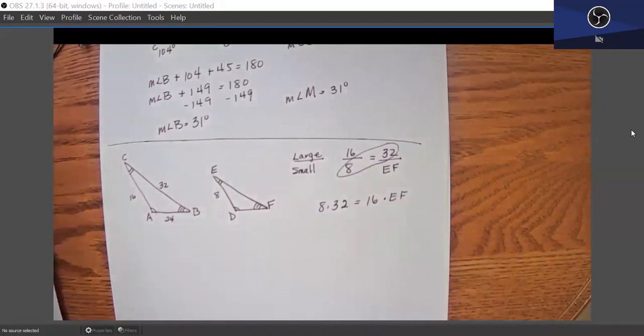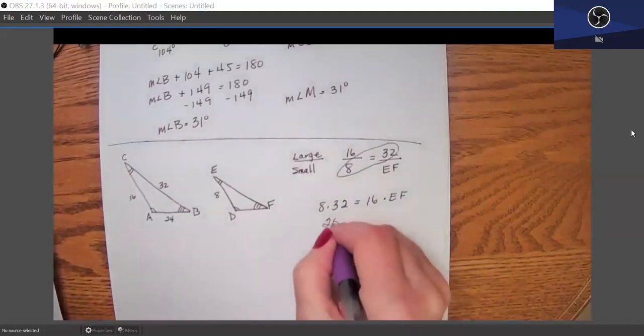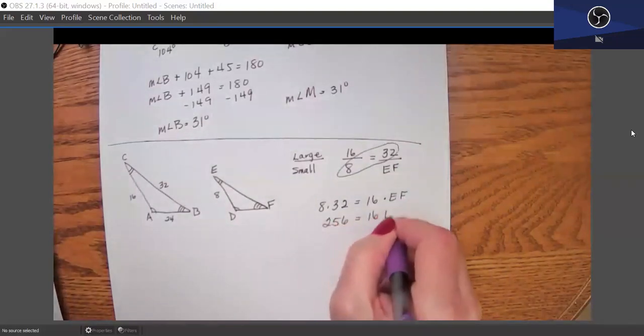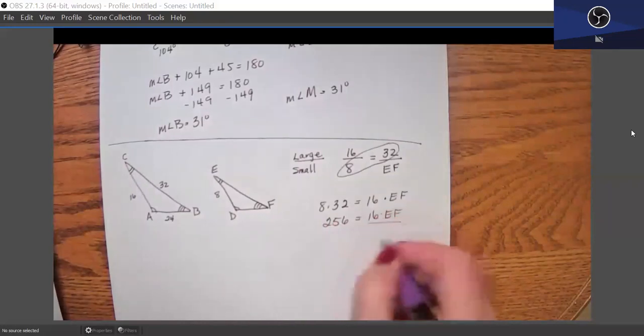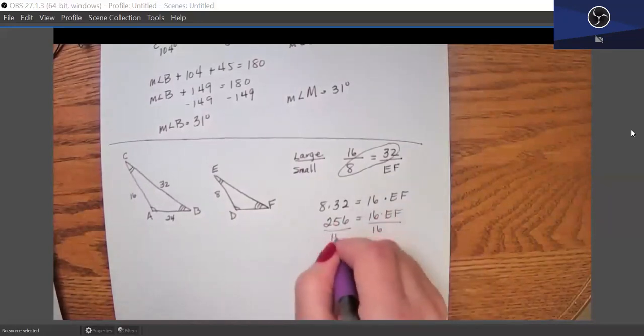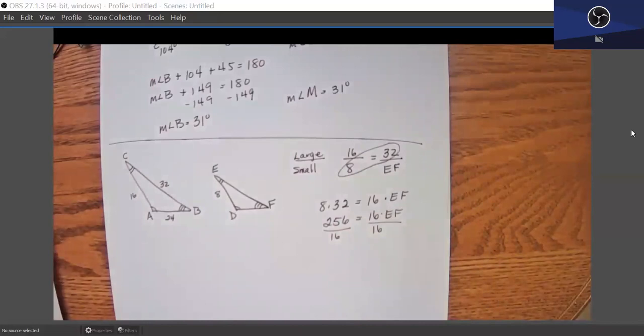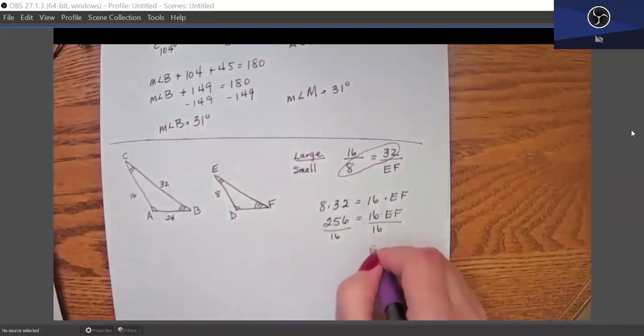Okay, so 8 times 32 equals 256 equals 16 times EF. And if we want to get EF by itself, we're going to divide by 16. We get 16. So the length of side EF is 16.